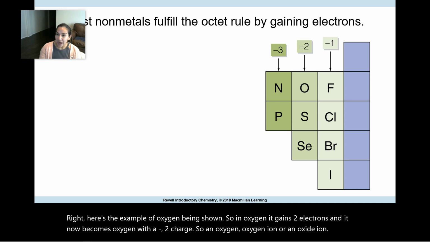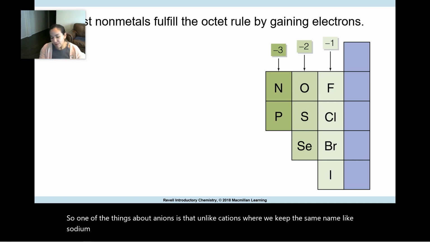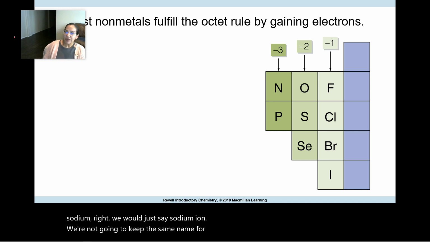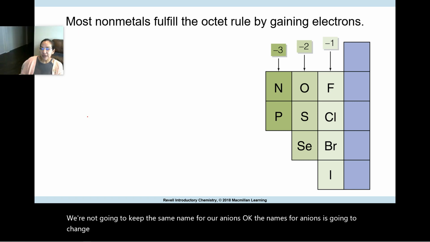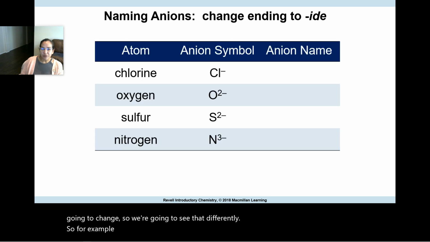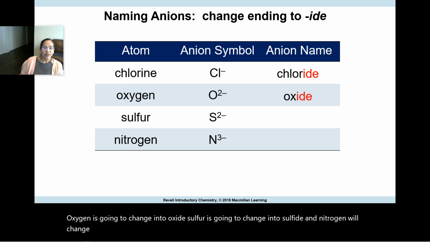So one of the things about anions is that unlike cations, where we keep the same name, like sodium, right? We would just say sodium ion. We're not going to keep the same name for our anions, okay? The names for our anions is going to change. So we're going to see that differently. So for example, chlorine is going to change to chloride. Oxygen is going to change into oxide. Sulfur is going to change into sulfide. And nitrogen will change into nitride.